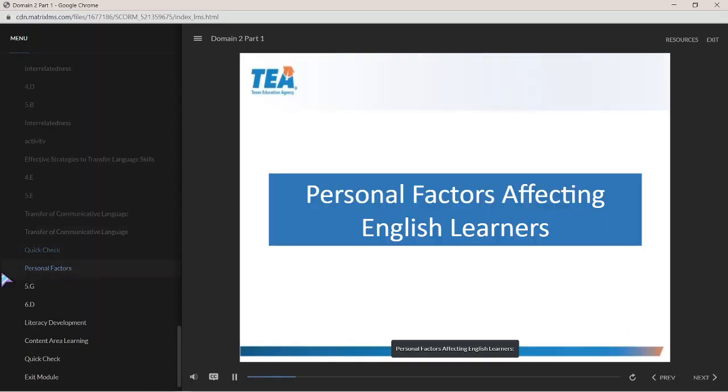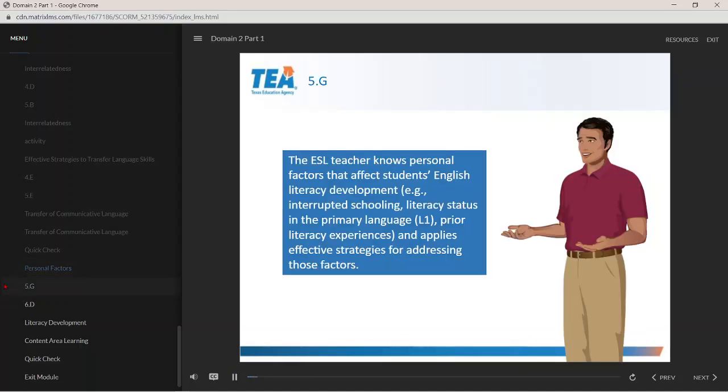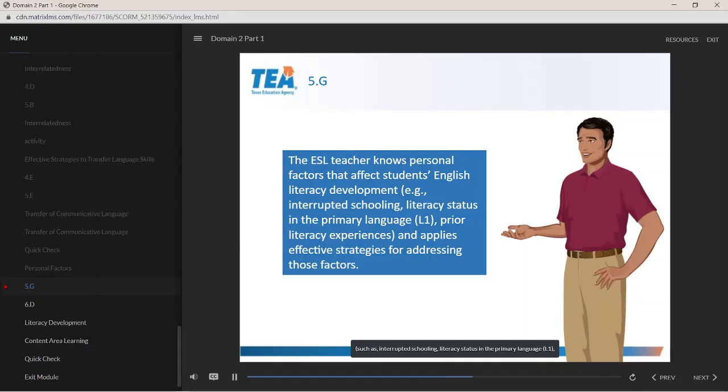Personal factors affecting English learners. In this section, components 5G and 6D are combined because they both discuss the personal factors that may affect English learners and effective strategies for addressing those factors. 5G states, the ESL teacher knows personal factors that affect students' English literacy development, such as interrupted schooling, literacy status in their primary language L1, and prior literacy experiences, and applies effective strategies for addressing those factors.